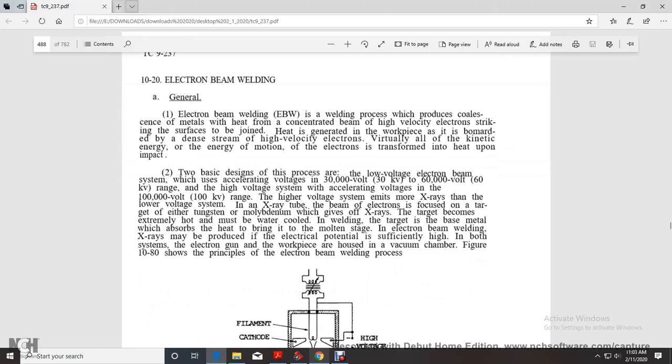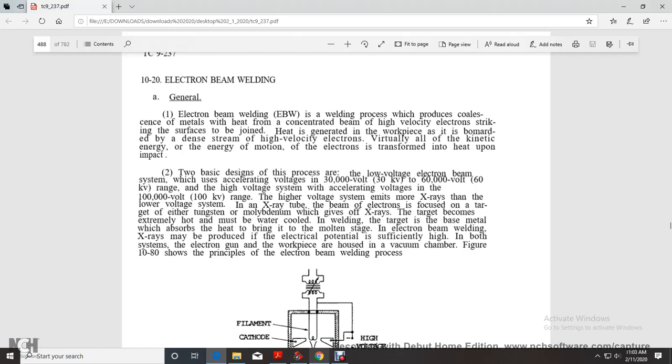Alright, electron beam welding. The electron beam welding process produces coalescence of metals with the heat of high velocity electrons striking the surface of the parts to be joined. The heat is generated in the workpiece by the bombardment of a dense stream of high velocity electrons. Virtually all the kinetic energy, or energy of motion, of the electrons is transformed into heat upon impact.